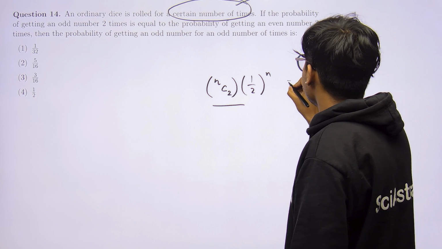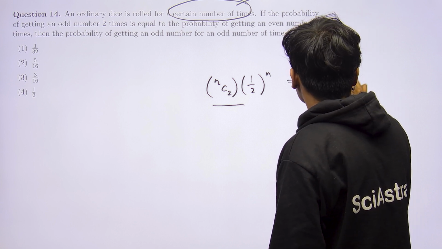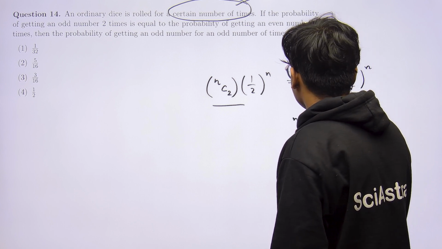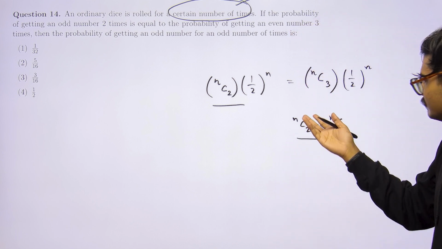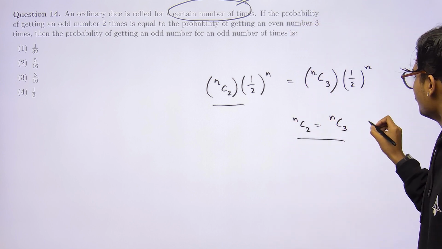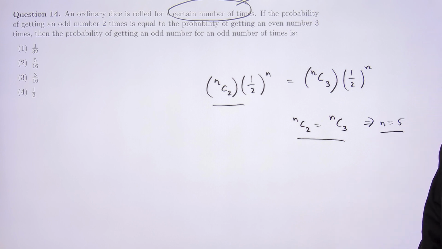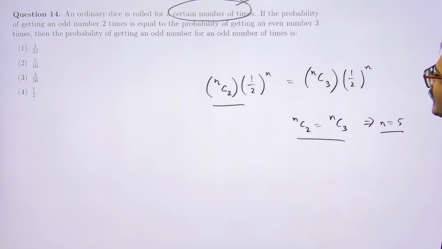And this is equal to the probability of getting an even number 3 times, which is n choose 3 times half to the power n. So you basically get that n choose 2 should be equal to n choose 3. This is very simple. You can solve this if you want, you can expand it, but you should be directly able to say that n has to be equal to 5 for this to hold, right? So the number of times you're tossing this die is basically 5 times, right?